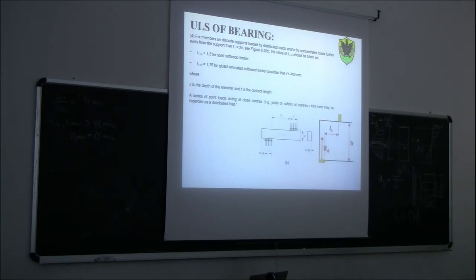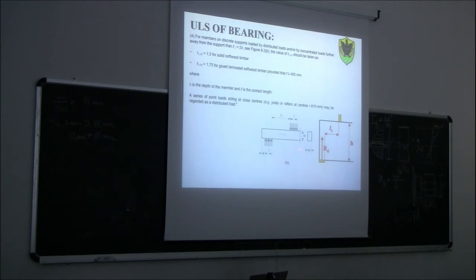In our case, you see, this concentrated load should be further away from the support than L1 equal to 2H. So this is H, in our case almost 1.5 meter. So we could consider this 1.75 value only if the first load is further away from the support by a distance equal to twice the depth. But the depth is 1.5 meters, so the first load should be at least 3 meters away, which is a lot if you think about it.